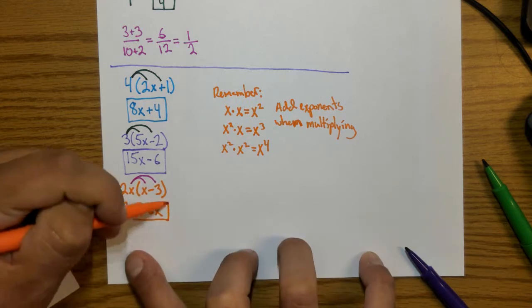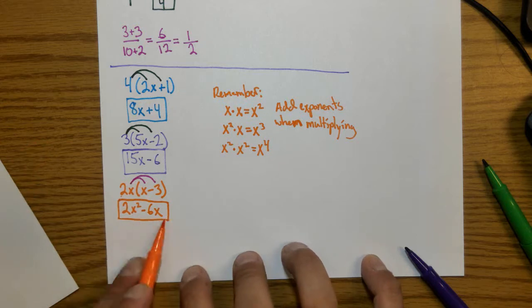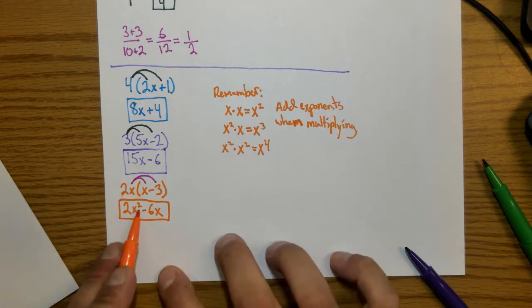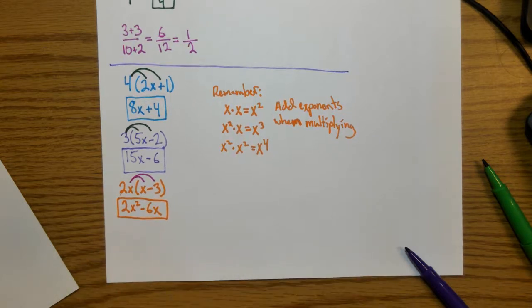And you might be asking yourselves, well, these two terms both have x. Why can't we combine them? And the reason behind that is because this is an x squared and this is an x. Those are two different things. So we can't combine those. Okay?